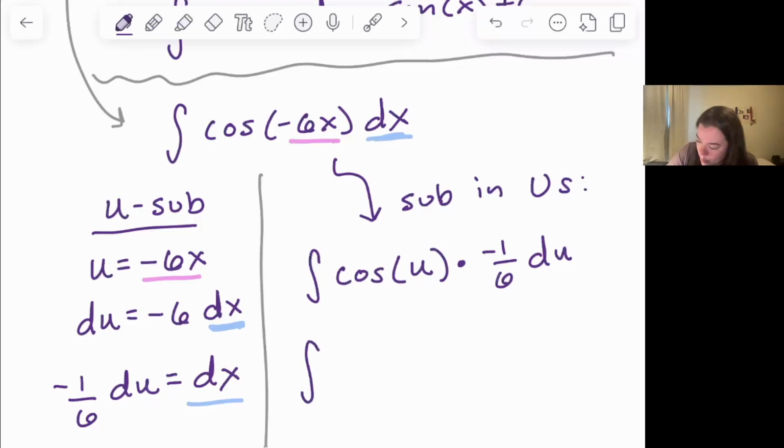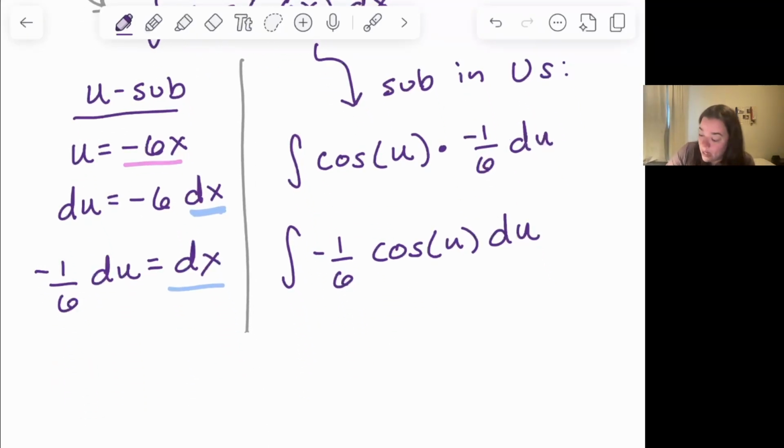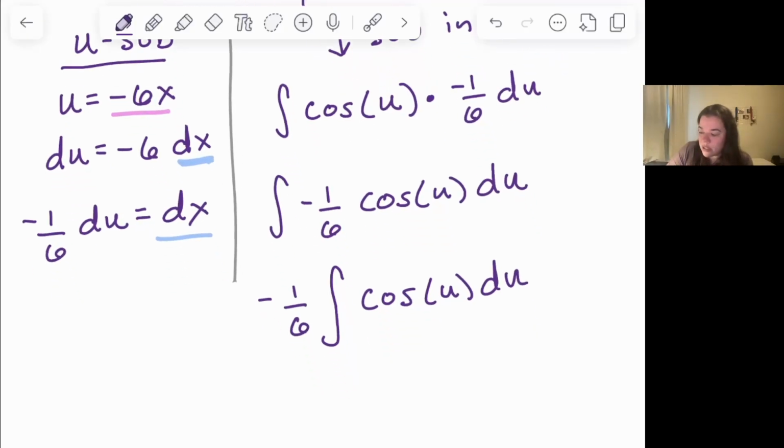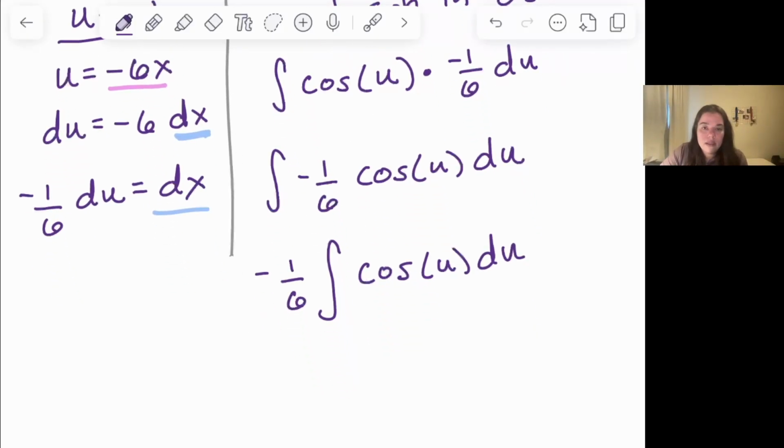Again, most people prefer to pull the constant of negative 1/6 out to the front, but it's just a constant multiplier. Again, some people even prefer to pull it all the way out to the front. Says the same thing, no big deal to me. We know constant multipliers come along for the ride. Then integrate cosine of u du.